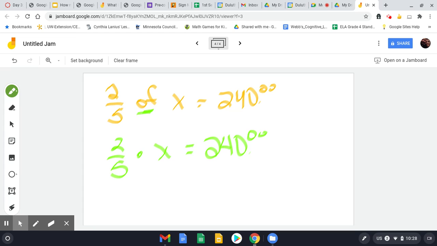Now here's our division equation, then. It turns into $240 divided by 2/5 equals X, and that'll give us our total number. And then X is $600.